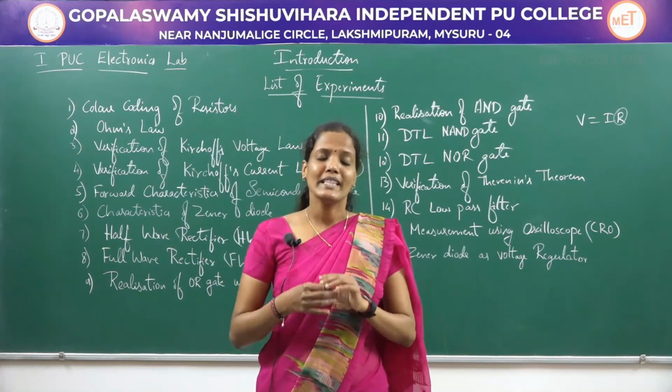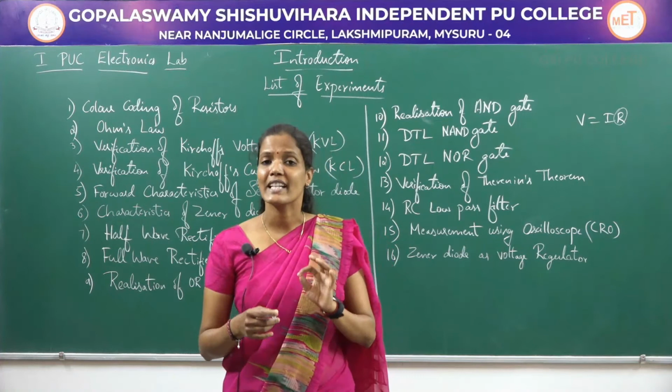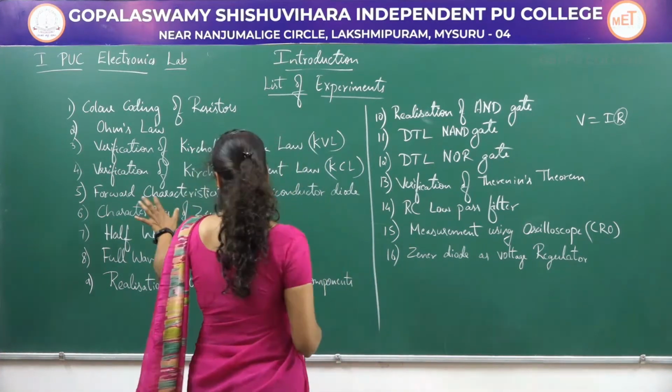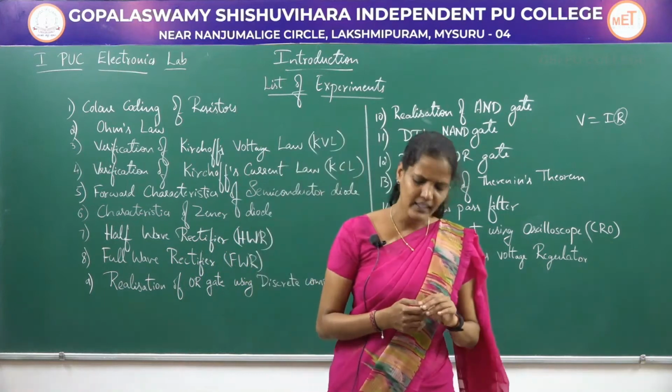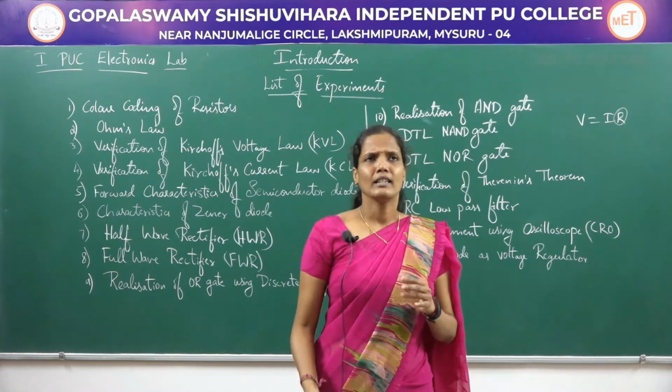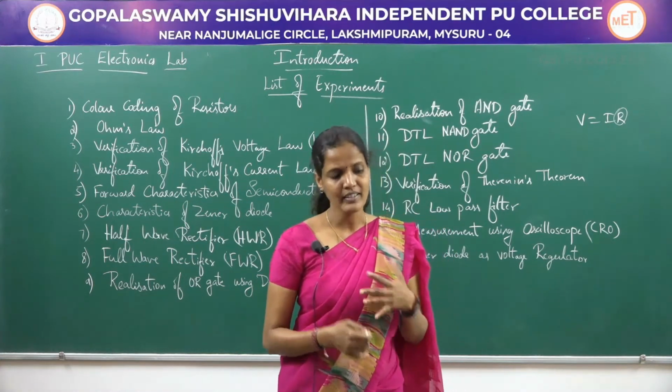So that will be done experimentally in this experiment, that is verification of Kirchhoff's current law. The next experiment is forward characteristics of semiconductor diode. We know that there are 3 types of materials: conductors, insulators and semiconductors.